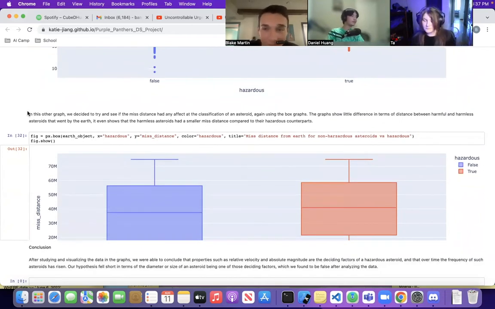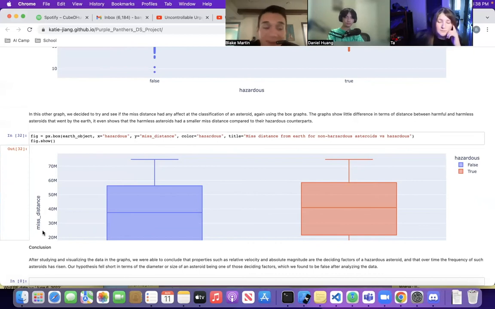In the other graph, we decided to see if the miss distance had any effect on the classification of an asteroid, again, using these box graphs. And they still show little difference in terms of distance between harmful and harmless asteroids that went by the Earth. And it even shows that the harmless asteroids had a smaller miss distance compared to their hazardous counterparts.